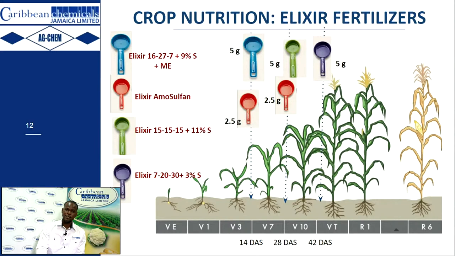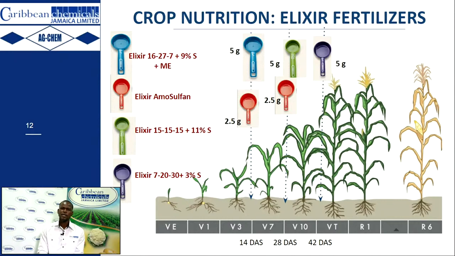And as I've said, we have options. So what we have done is to carry our next line of granular fertilizers, which is your Elixir compound fertilizers. And in this line, we have our 16-27-7, which would be a good starter solution for you. And generally, we combine this with our amosulfan. And these fertilizers are very soluble. And as suggested, they're compound.